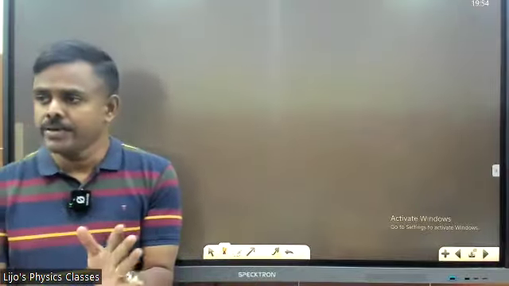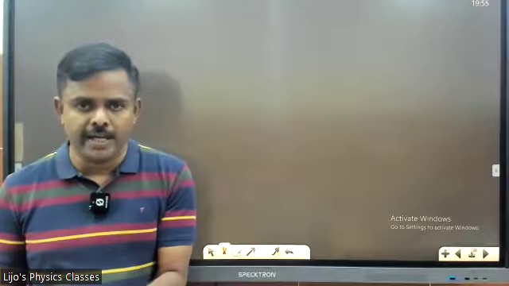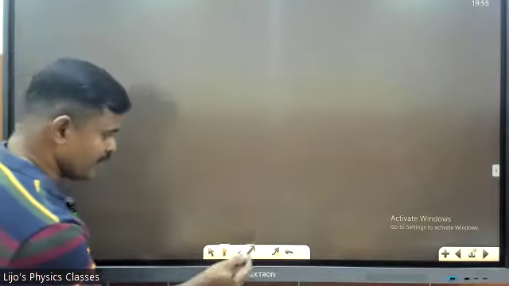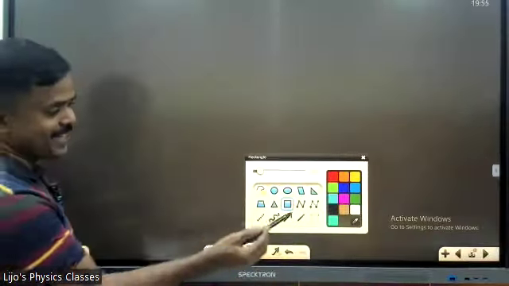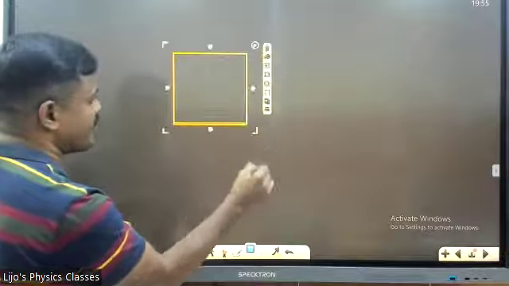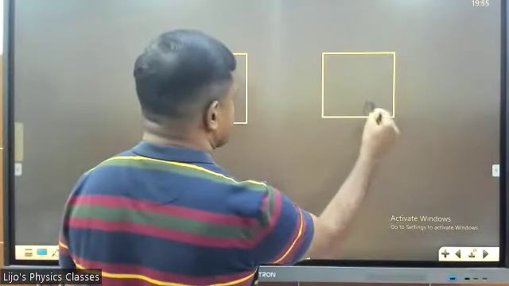Look at this. I'm going to take 4 cases. They have given only 2. I'm going to tell you all the 4 cases. Listen to me. First and second I'll do. Third and fourth Hassan will do. Now look at this. I have 4 squares. This is square number 1. This is square number 2. Let us do 2 at a time.